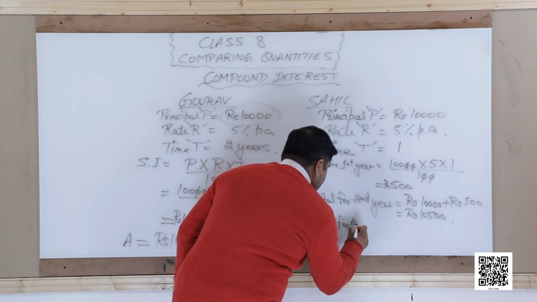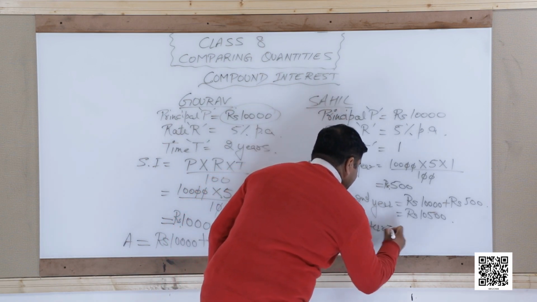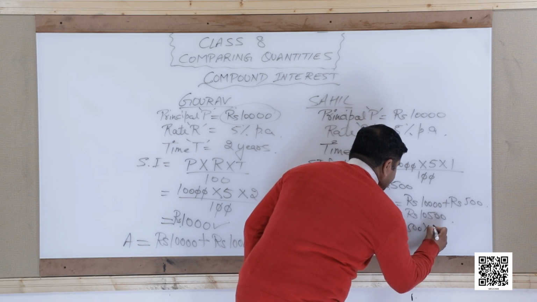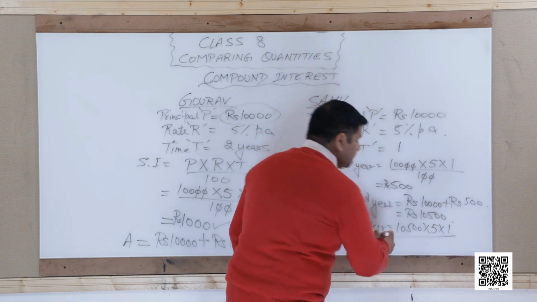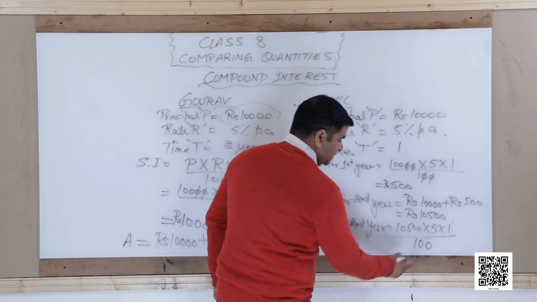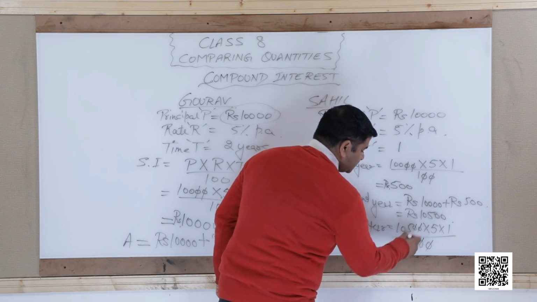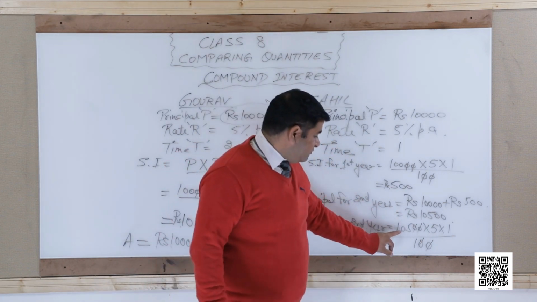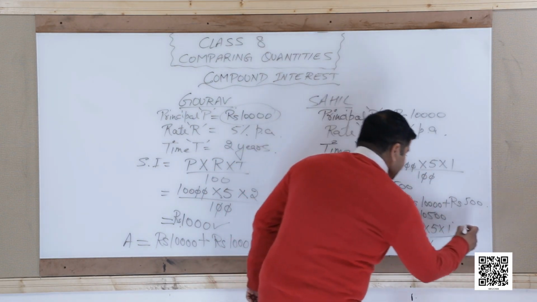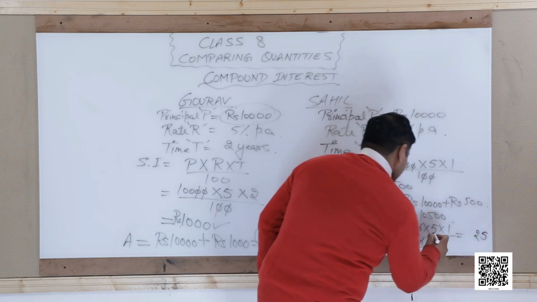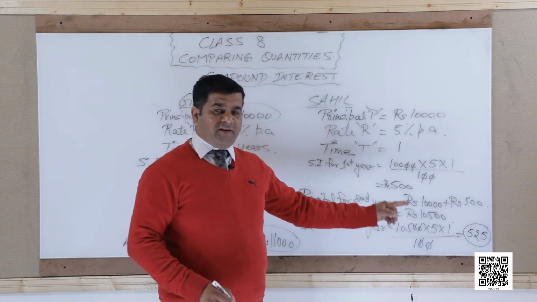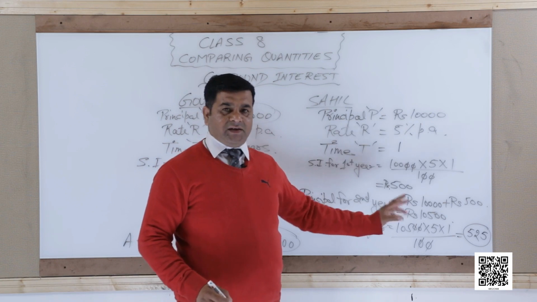For the second year, principal, that is 10,500, multiplied by rate, that is 5%, multiplied by 1. 1 means 1 year, that is the second year, divided by 100. Now 0 cancels with 0, 0 cancels with 0. We are left with 105 multiplied by 5. 5 times 5 is 25 and 5 times 1 is 5. So we get 525 as the interest for the second year.